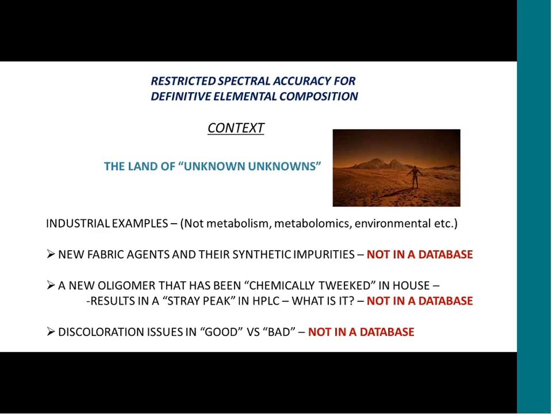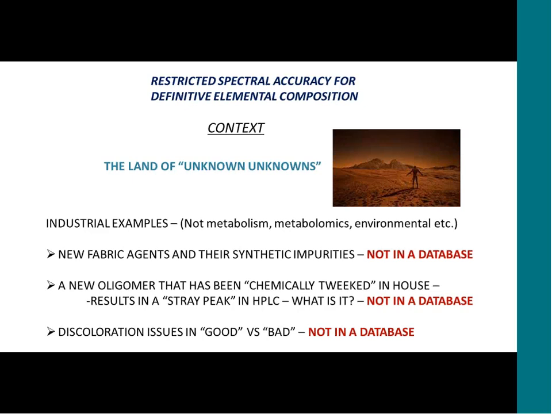Or, in one case, I was given an oligomer from a supplier that a P&G chemist had decided to tweak a little bit with some chemical treatments, and that resulted in a stray peak in a liquid chromatogram. And, of course, the safety people have to know what that is. And the answer is not in a database. And I think you get the drift of what I'm saying. Discoloration issues, good sample versus bad sample, not in a database.